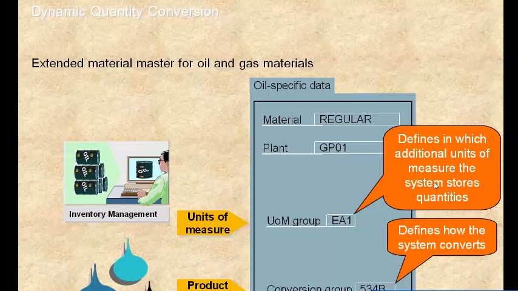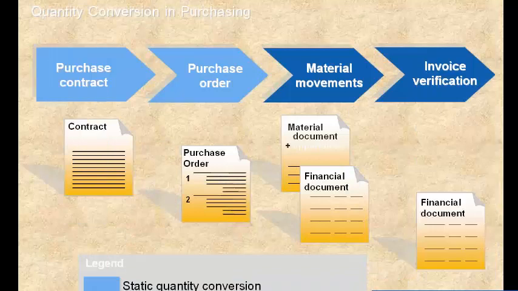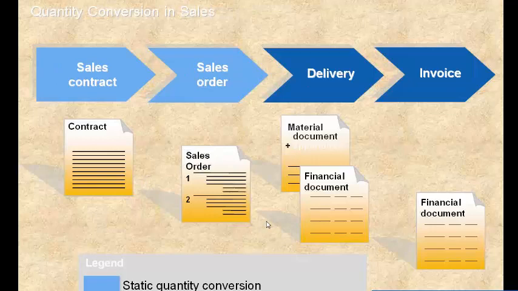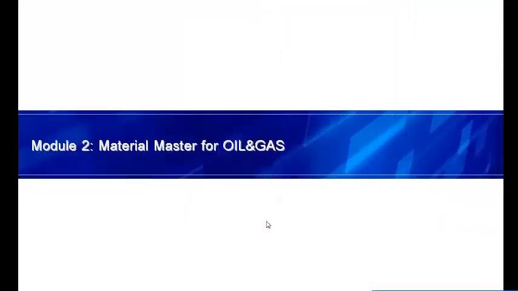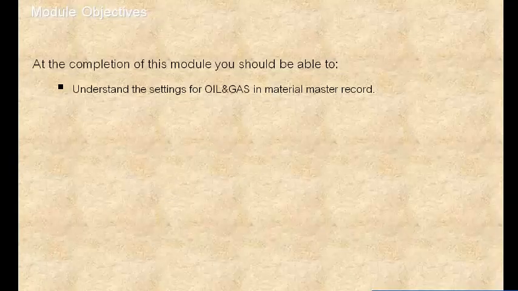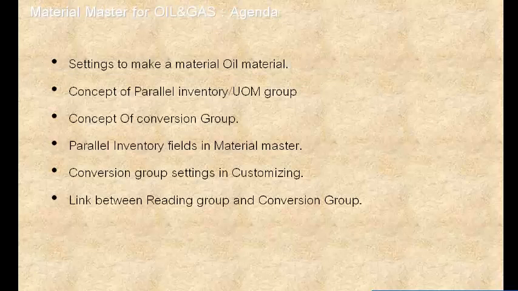It defines which additional units of measure the system stores quantities in, and how the system converts. We'll see the configuration also, nothing to worry. In purchasing, we'll use both, and on the sales side also, we'll use them at the time of delivery. We'll see the material master data now.